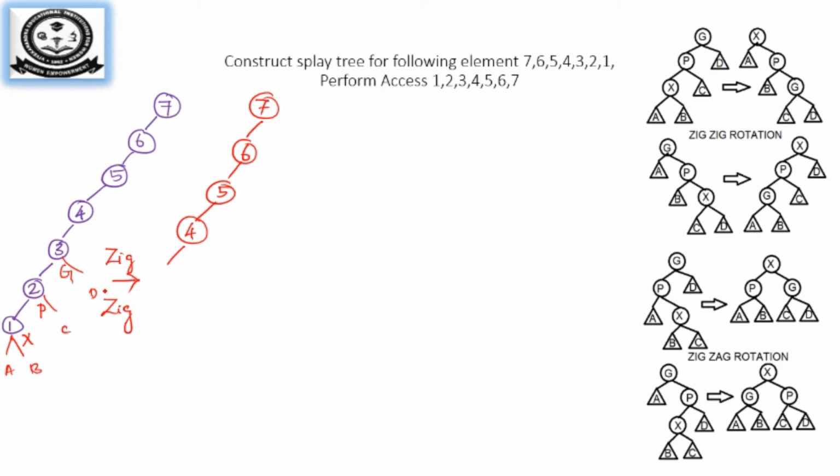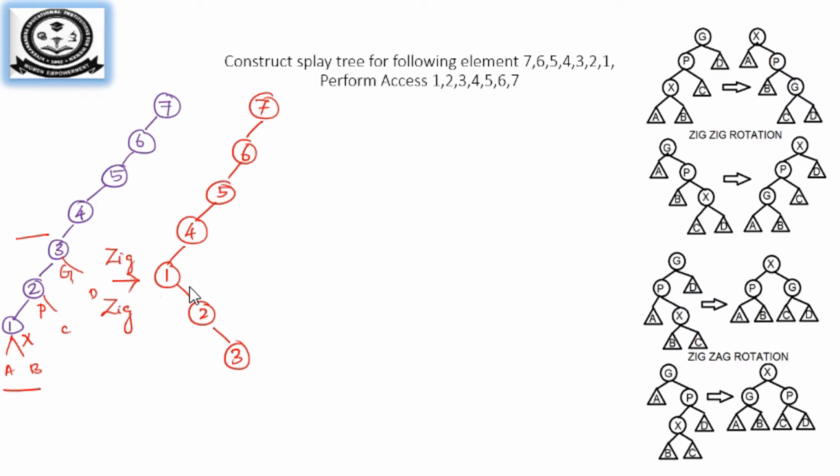So zigzag rotation is used. Okay, so only up to this part alone the rotation has to be performed. If it is performed, 1 will become root, 2 will be down and 3 will be going down. So you can see it is X, P and G.